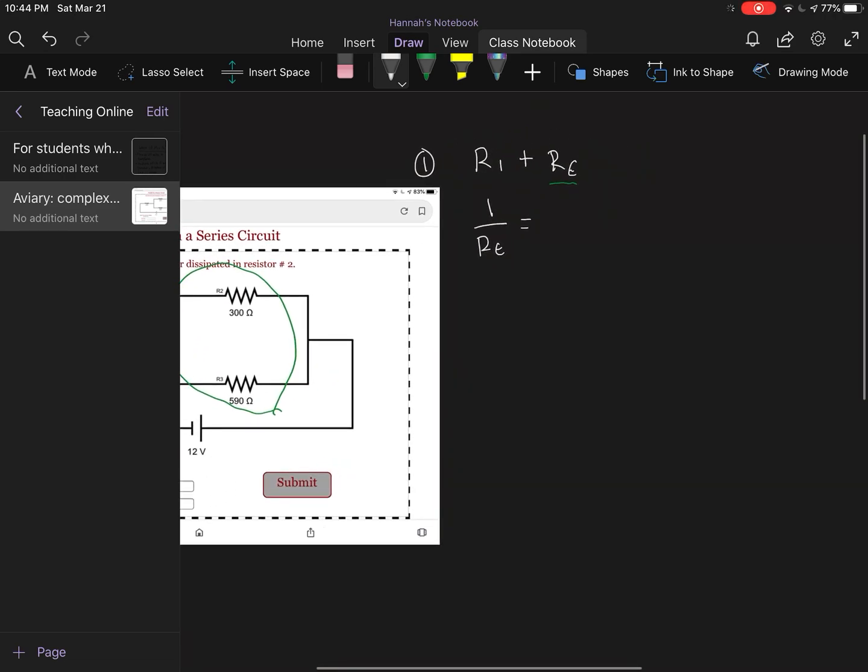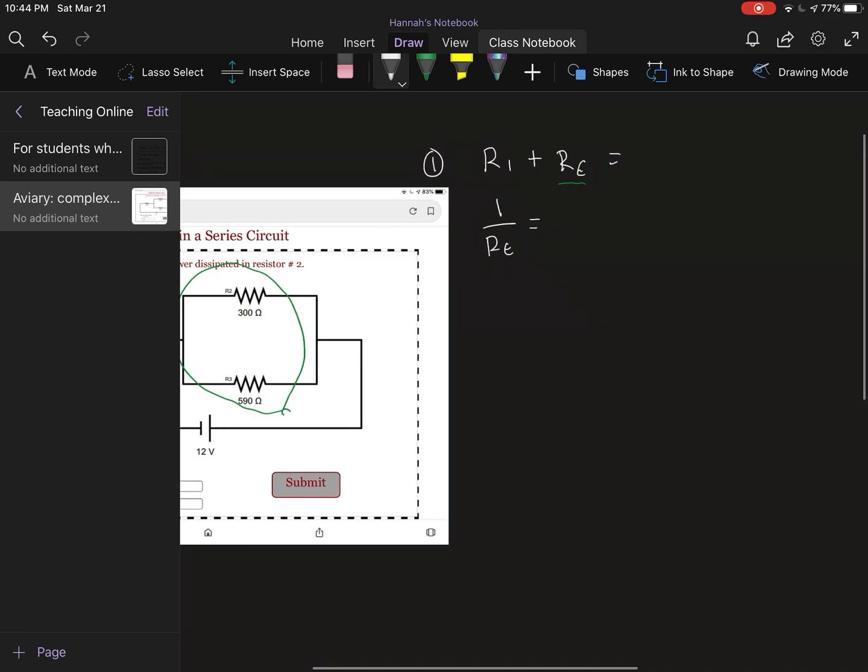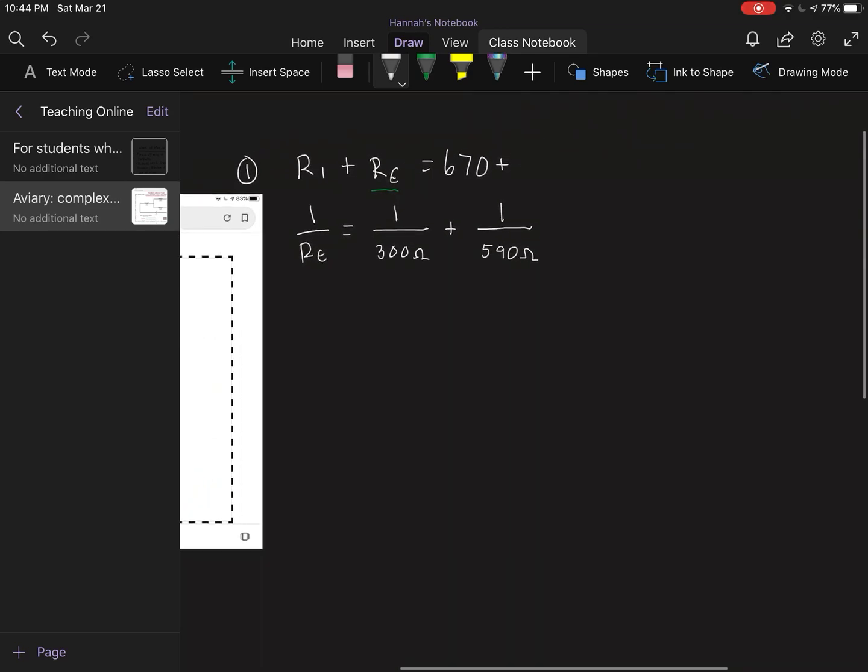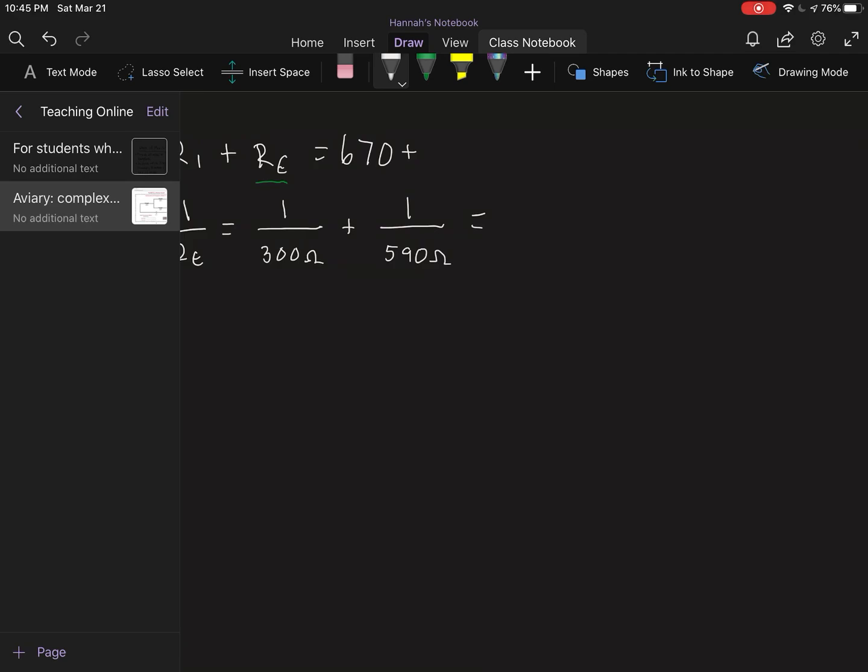R1 we know is 670 ohms, but we still don't know what our equivalent resistance is. So I'm going to do 1 over R2 plus 1 over R3, which is 1 over 300 ohms plus 1 over 590 ohms. What we talked about before was that whenever you're finding the common denominator of these denominators, you multiply them.